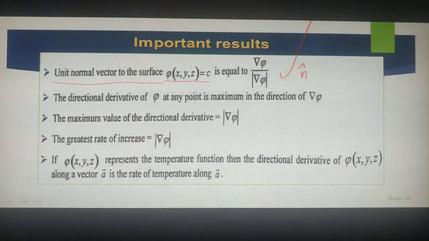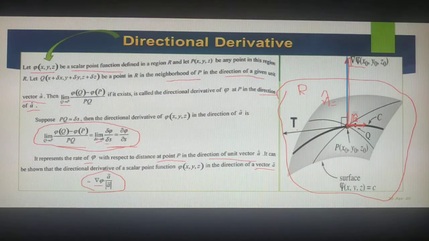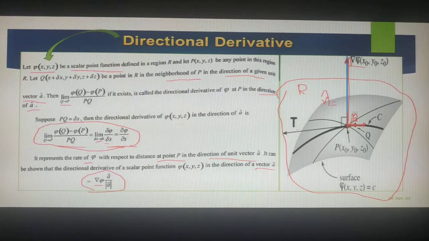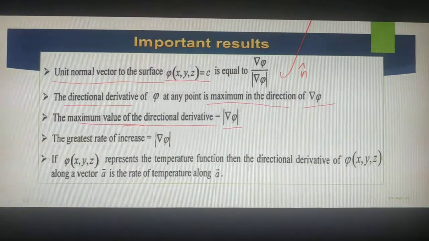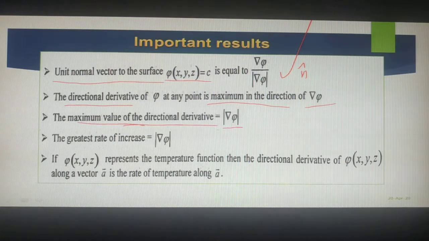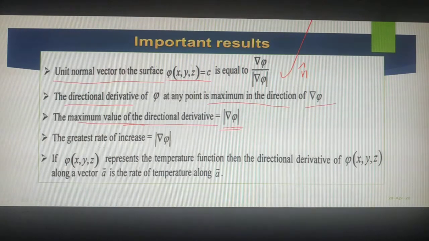So where will we get the maximum change? The directional derivative's maximum change you will get in the direction of del phi only. Of course, that gives the maximum change because it is perpendicular to the surface, and that we can represent as the modulus of del phi, which is the magnitude of that directional derivative. We will get the maximum value of the directional derivative in the direction of grad phi. So that is the greatest rate which we are going to see.